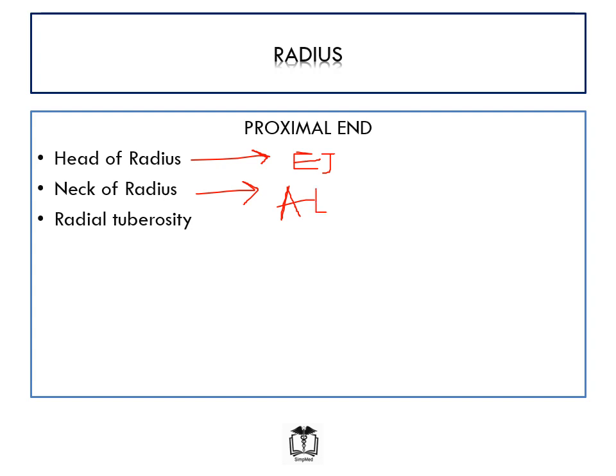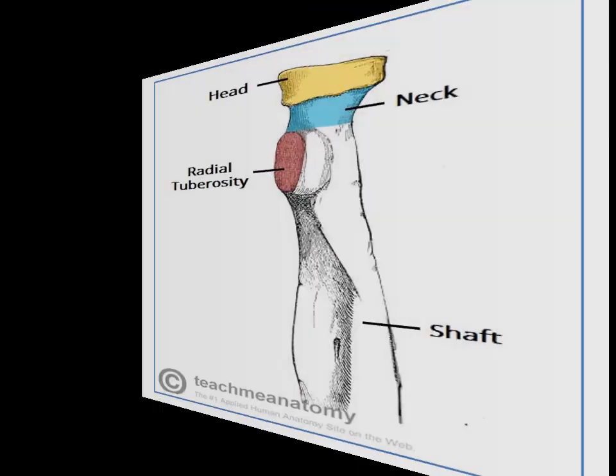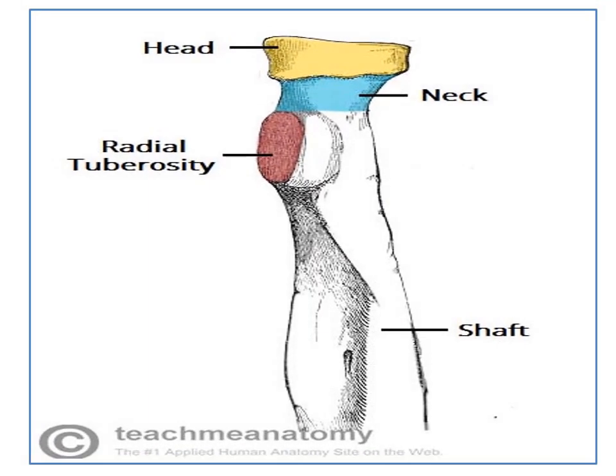And then finally, we have the radial tuberosity, which is a bump found on the anterior surface of the radius. This is related to the tendon of the biceps brachii muscle. So the biceps brachii tendon is related to the radial tuberosity.